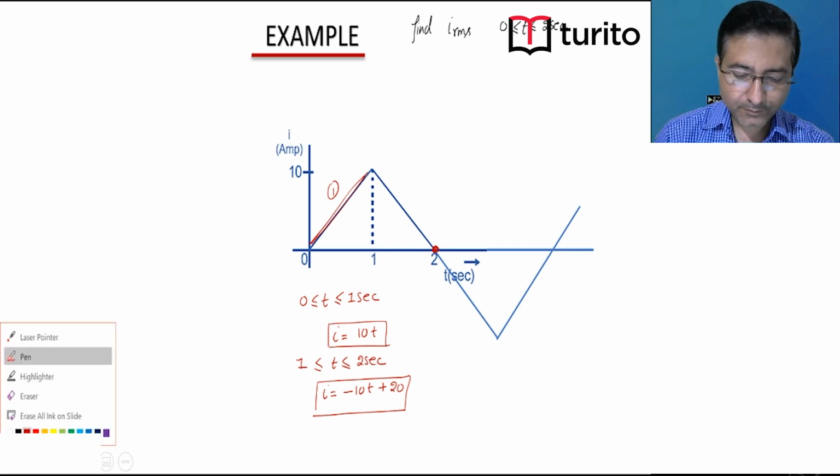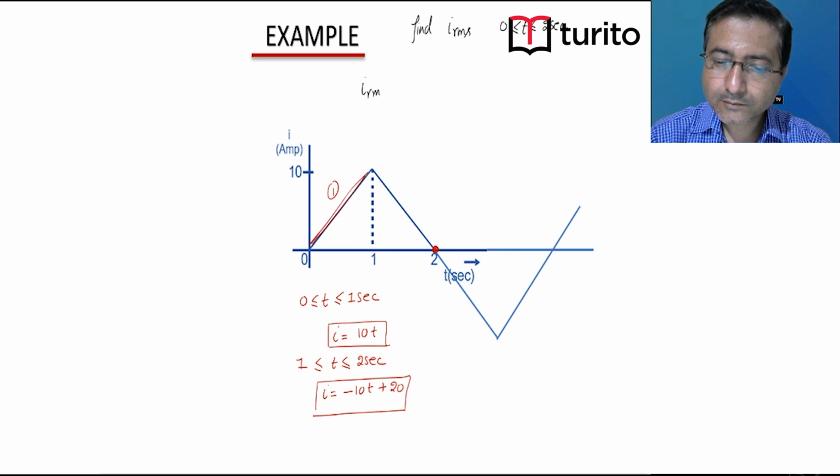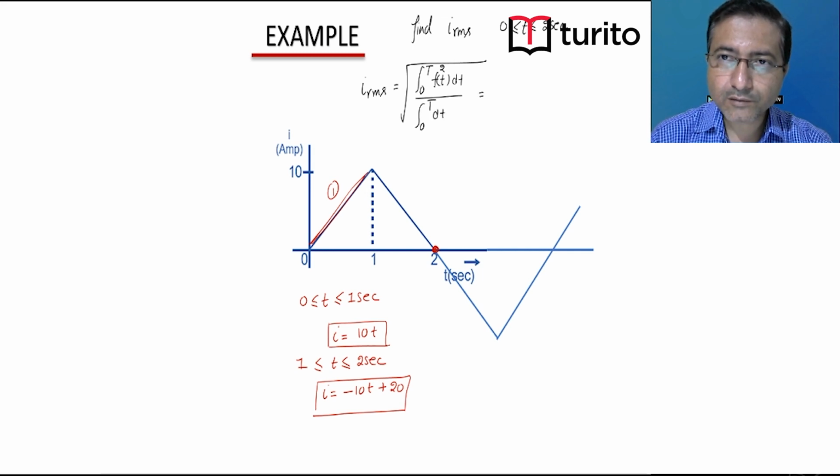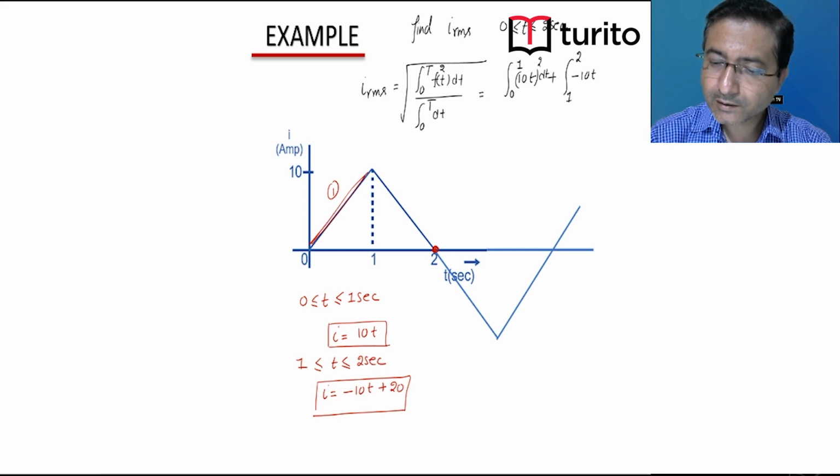If I write the formula, it is under root, 0 to T, f(t) squared dt, divided by T. Here, as the function is different for different intervals, I will break the interval. From 0 to 1 second we have the function 10t, whole square, dt, and then from 1 second to 2 seconds, it is minus 10t plus 20, whole square. And then in the denominator you need to write the interval. The interval is 2 seconds, right?